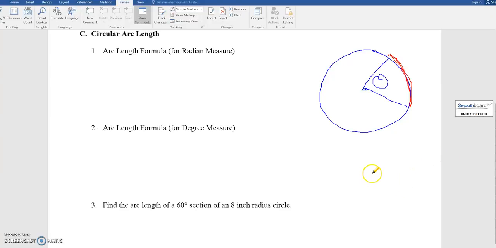Welcome to the second video for section 1. Our topic for this video is arc length, and by arc length I mean what is the distance or the length on this part of the circumference of the circle.